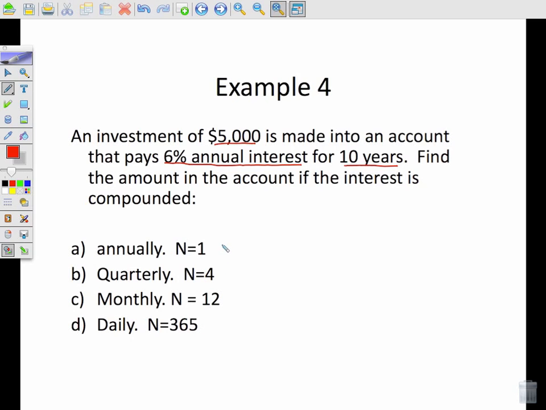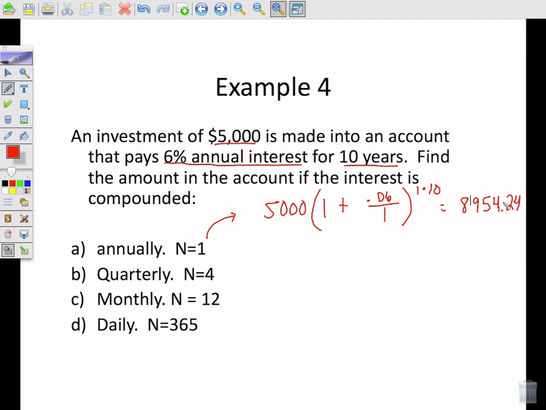Let's go ahead and look at what we would do for annually. Annually would be one time. So you've got your 5,000 times (1 plus the rate. Our rate is 0.06 over n, and n would be how many times? So in this case it's 1) and then you raise it to a power of n times t. t was 10 years, 1 times 10. So you're going to calculate this, and when you type it in, you will get 8,954 point, I'm going to round it off to the nearest cent, 24.